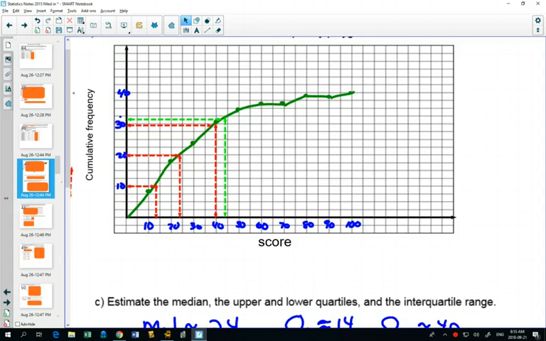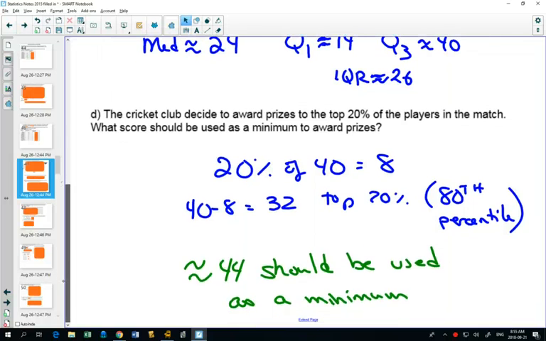So the 80th percentile, 30 was the 75th percentile, that's quartile 3. The 80th percentile would be person 32 out of 40. And then going over from 32 and then going down to the score, it came up as 44. So we're going to use 44 as our minimum this year. And it might be that when they actually go to hand out their awards, it might not be exactly 8 people that get that award, not perfectly the top 20%, because of the way that they have their data. But it becomes an estimate for what they should use, and it's fairly accurate.